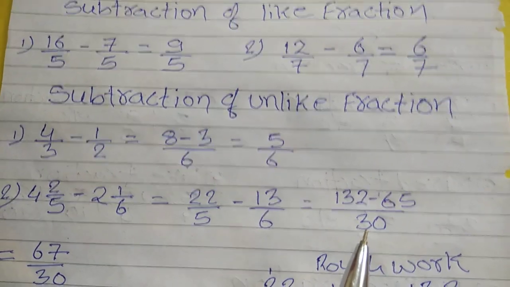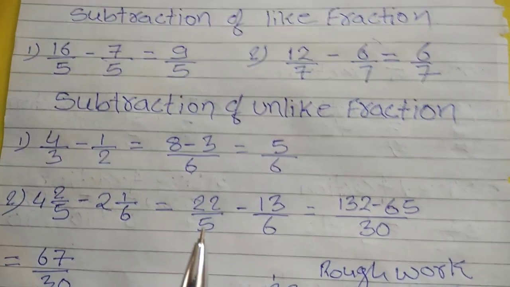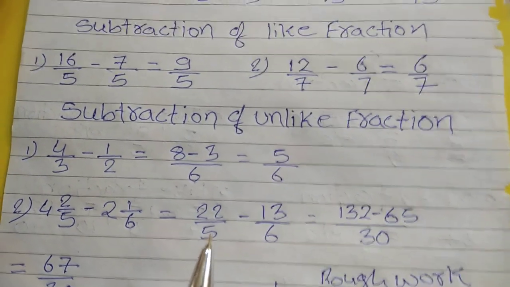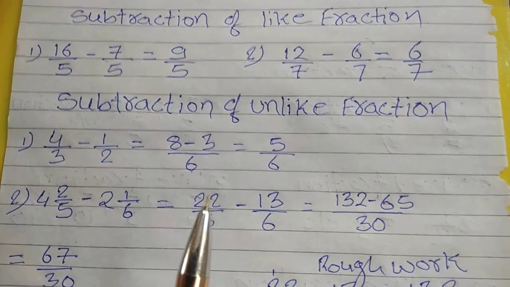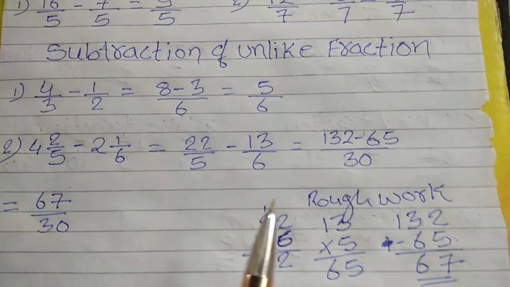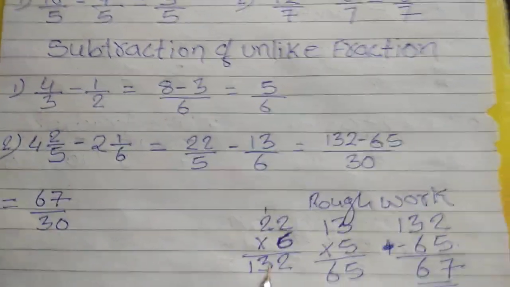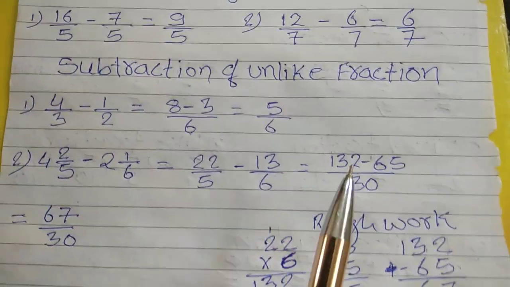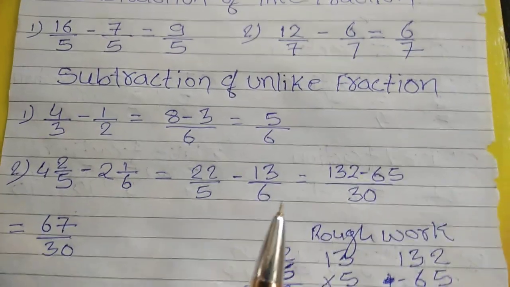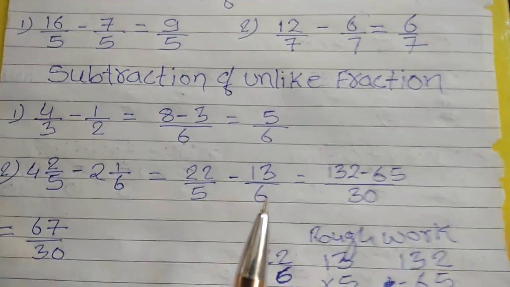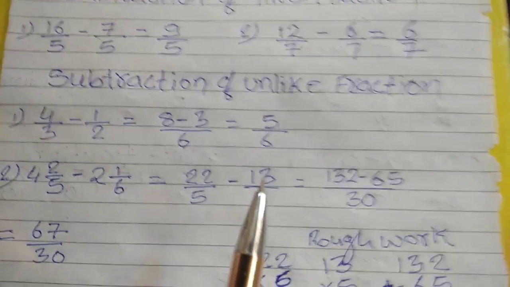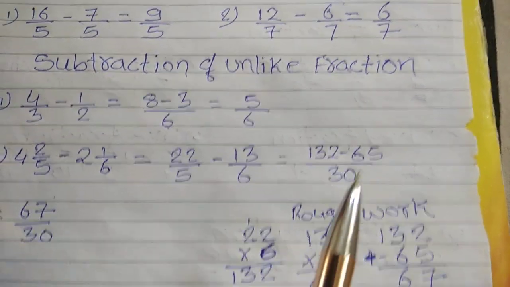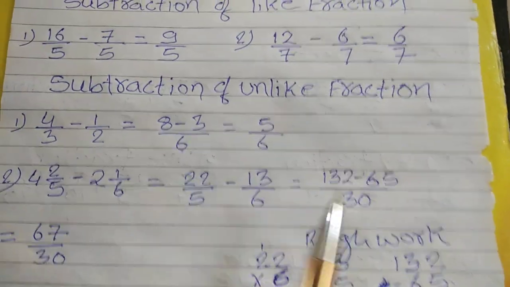Now what we have to do? This 30 divided by this 5. When you divide this 30 by 5, you will get the answer 6. That 6 you have to multiply with this 22. Here I show in rough work, 22 multiplied by 6. The answer is 132. Here you have to write 132, and minus as it is. Again this 30 divided by this 6, so you will get the answer 5. This 5 you have to multiply with this 13. Again I show in the rough work, 13 fives are 65. So here I write 65, and minus as it is.